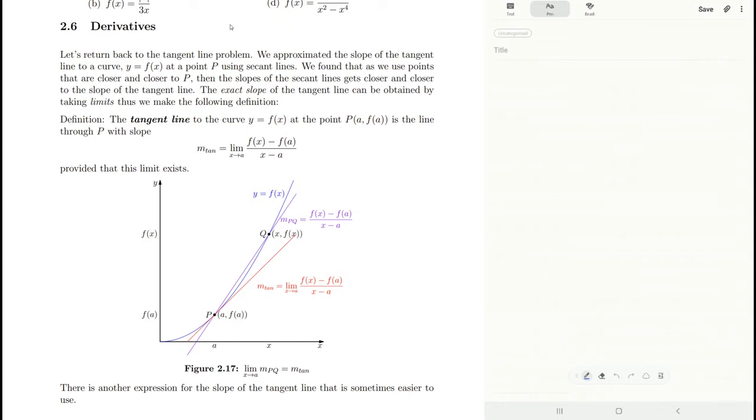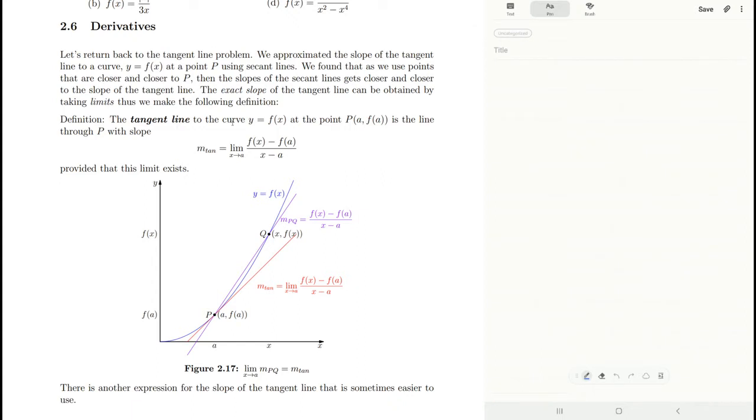Now, if you recall, we approximated the slope of the tangent line by using the slopes of secant lines. And as we use points which are closer and closer to P, then the slopes of the secant lines will get closer and closer to the slope of the tangent line. And now we can determine the exact slope of the tangent line by using limits.